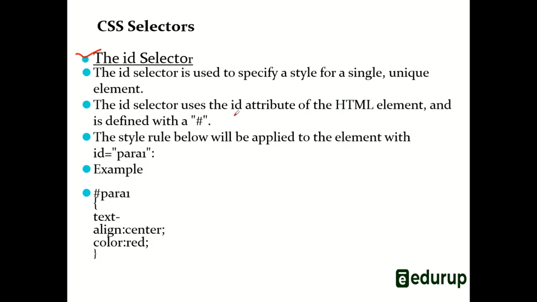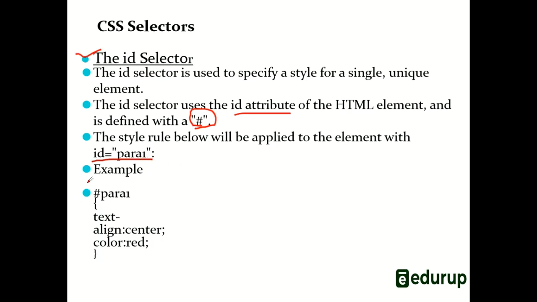attribute of the HTML element and is defined with what? Hash character. Very important. Whenever you take the ID, always you define it with the hash character. A style rule below will be applied to the element with the ID equal to this. This is how you are giving the ID. How you are giving the ID is very important. Just take it here, ID as para 1.